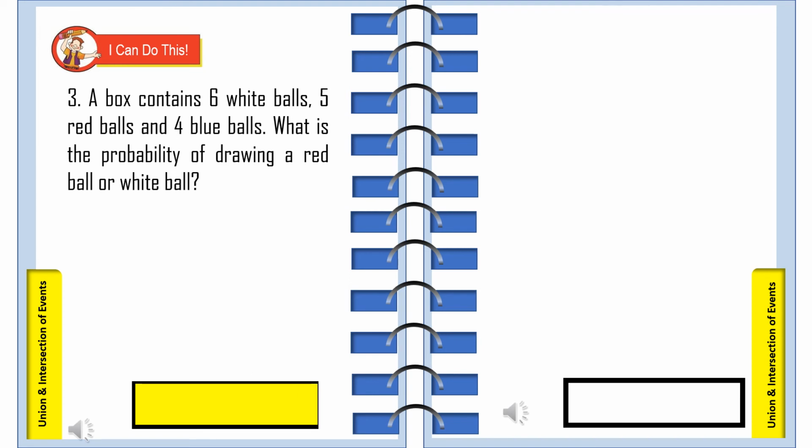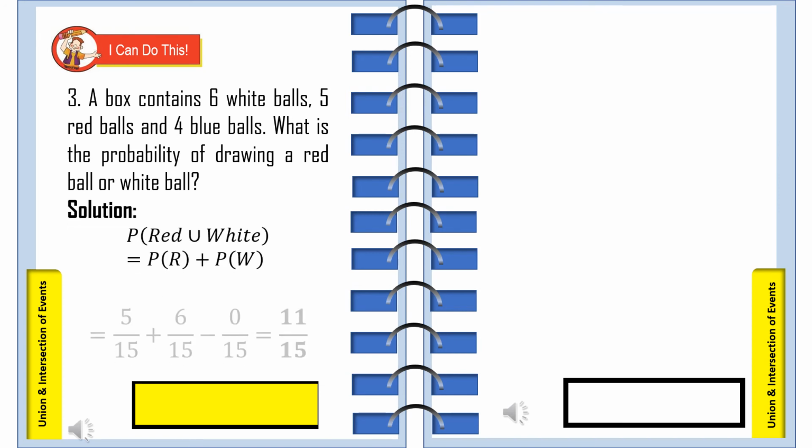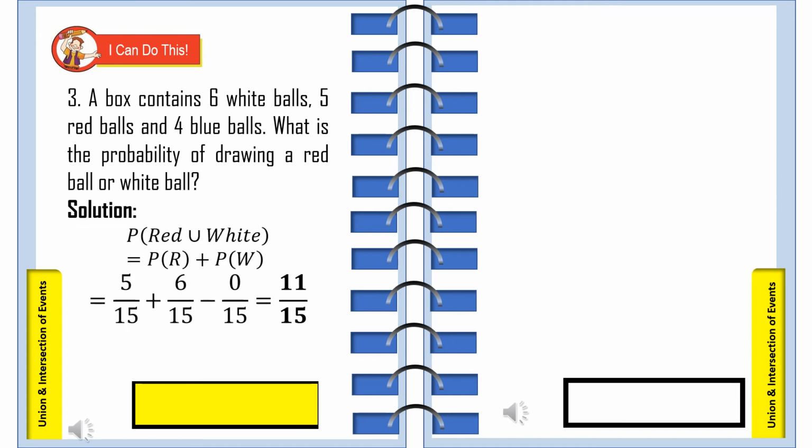Okay, ayan. Again, kung masyadong mabilis yun, pause mo muna itong video and then play mo kapag ready ka na. Okay, for this question number 3, the correct answer is 11 over 15. Ayan, 11 over 15.